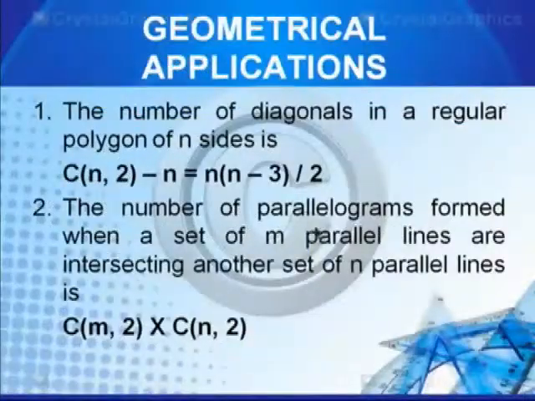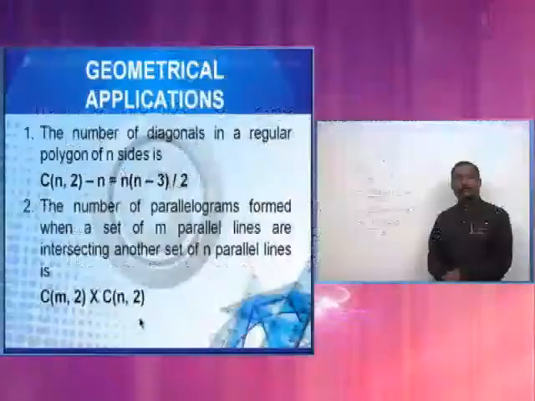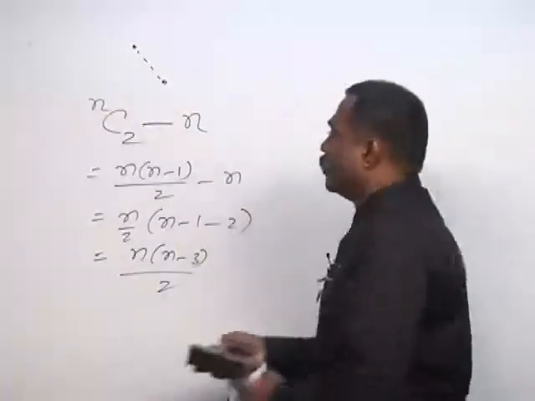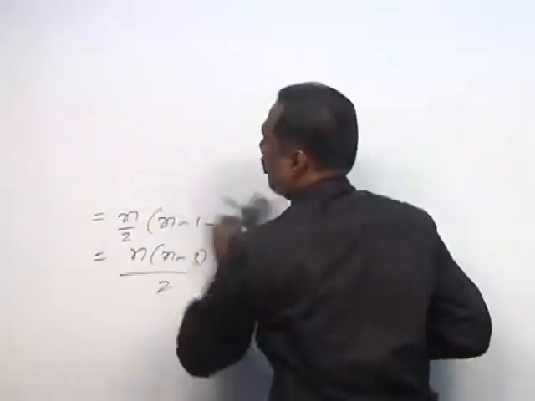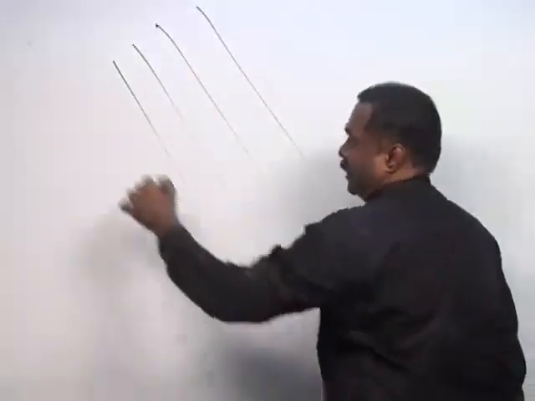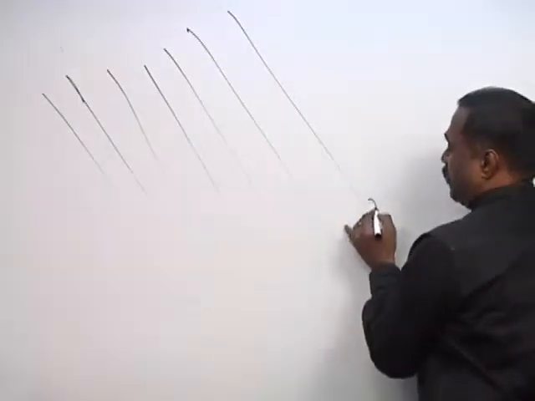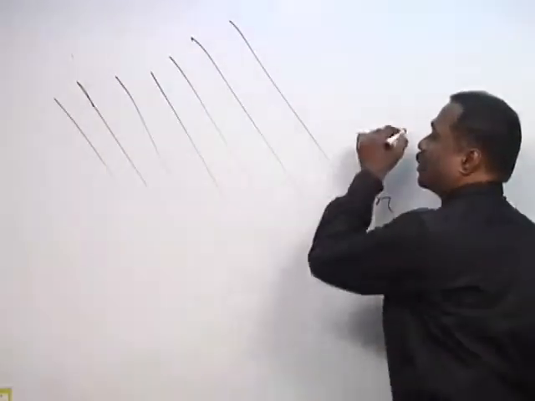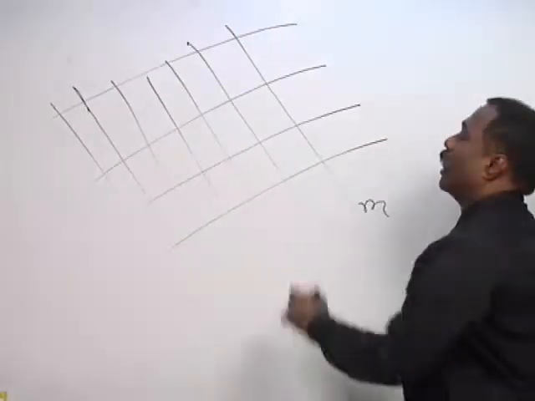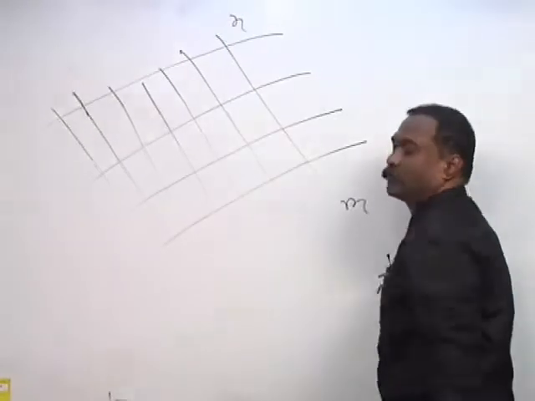The number of parallelograms formed when a set of m parallel lines are intersecting another set of n parallel lines is mC2 into nC2. What does it mean? There is one set of parallel lines like this, and this is given to be m. And another set is there, and this is given to be some n.